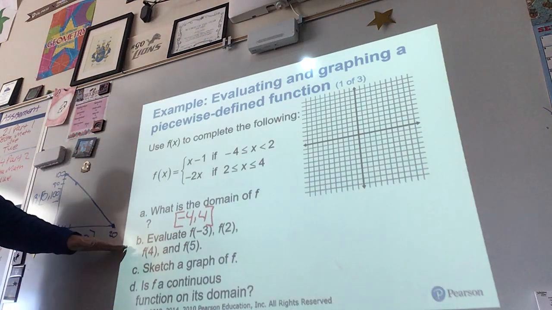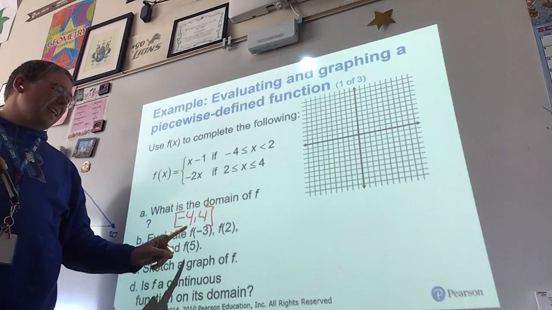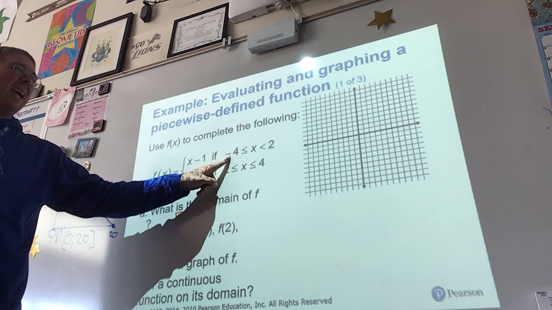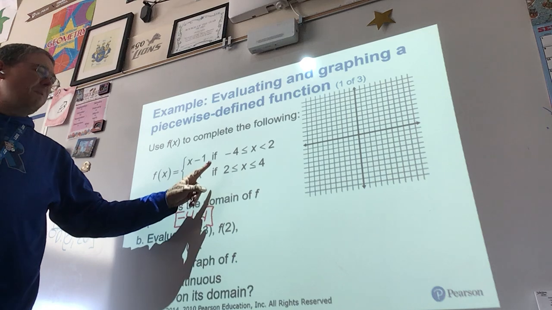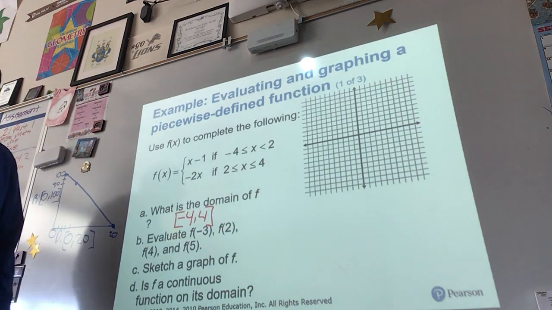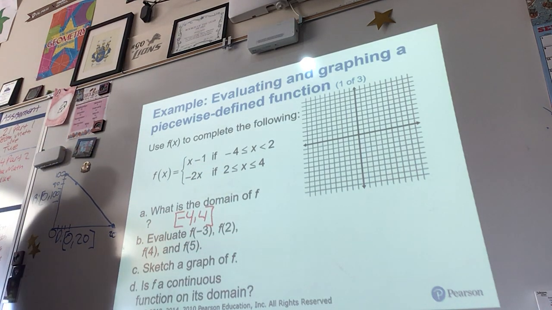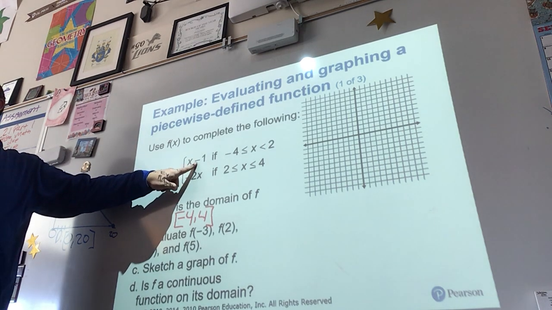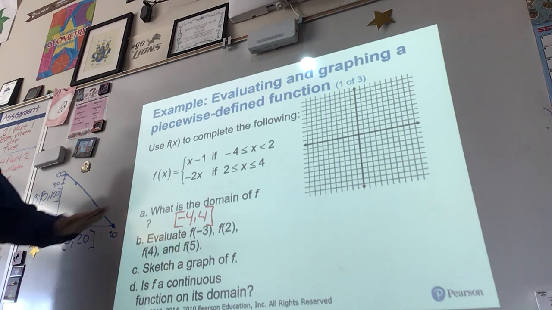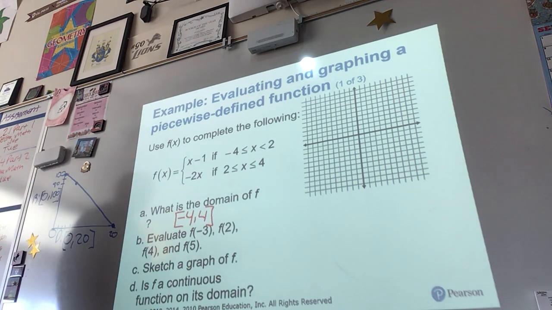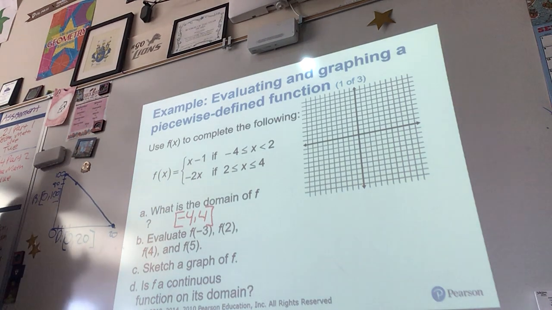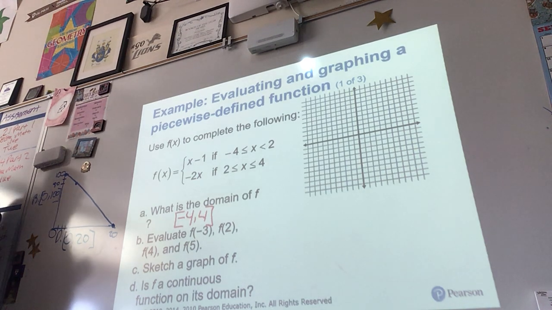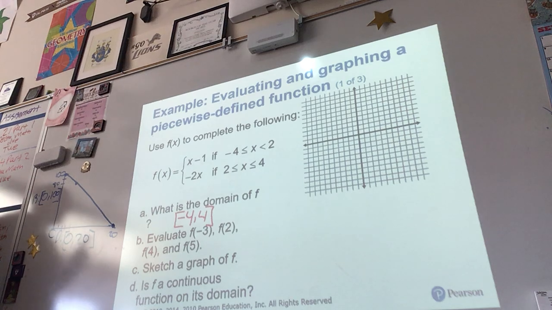So to evaluate, we're going to take the number -3, and we've got to decide, is -3 between -4 and 2, or is it between 2 and 4? Okay? If it is between -4 and 2, you plug it into the first part. If it's between 2 and 4, you plug it into the second part. If it is not in either of those, you plug it into nothing, it doesn't fit. Okay? So let's start with Luna.